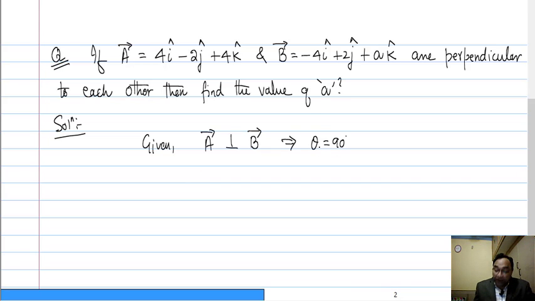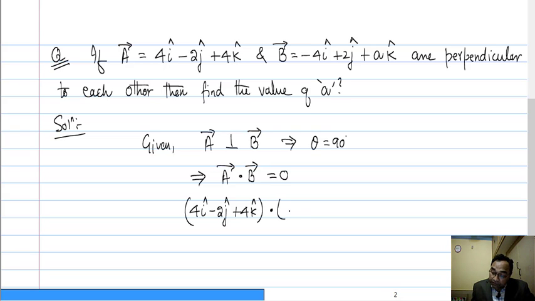If the angle between them is 90 degrees, a very important conclusion we can say is that A dot B will be 0. Why? Because A dot B is magnitude of A into magnitude of B into cos of the angle between them. The angle between the two vectors is 90, so cos 90 is 0, therefore A dot B reduces to 0. Now let us substitute the values: 4i cap minus 2j cap plus 4k cap dot minus 4i cap plus 2j cap plus a k cap is 0.